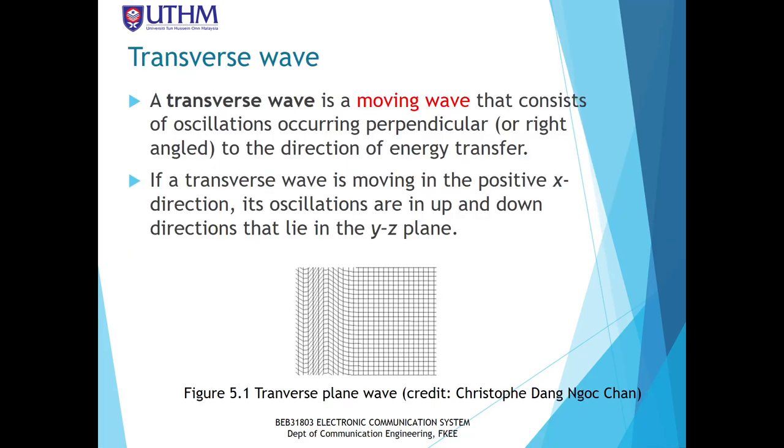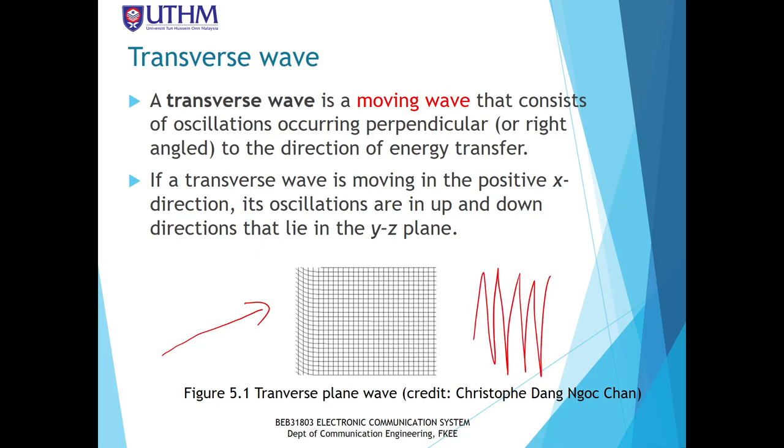Okay. So, if you can see from these slides, you see that this is the example of transverse wave. A transverse wave is a moving wave that consists of oscillations occurring perpendicular, at a right angle, to the direction of energy transfer. If you can see the animation here, the wave oscillates up and down and it moves to the right side. So this is an example of a transverse wave where the oscillations are perpendicular to the direction of propagation. So ini adalah sifat kepada transverse wave.